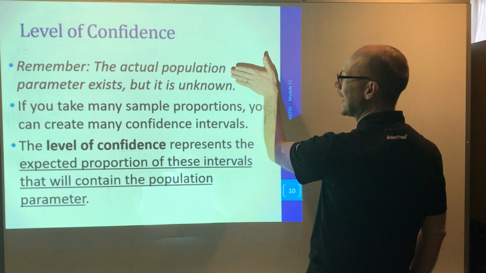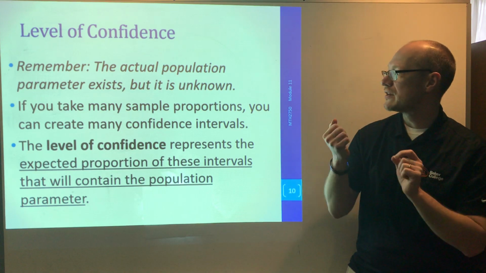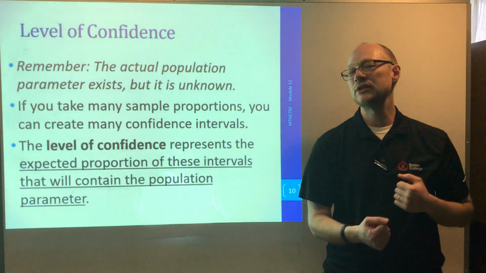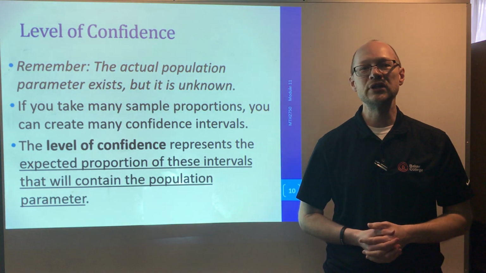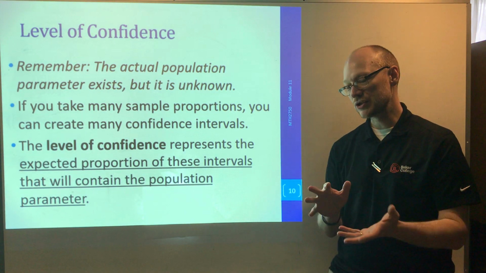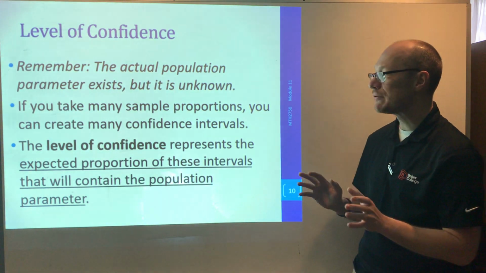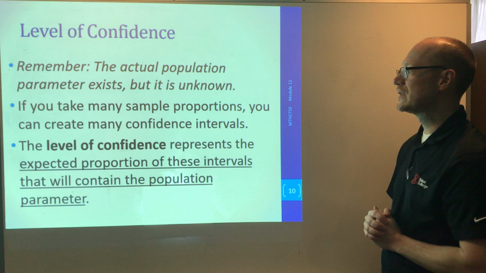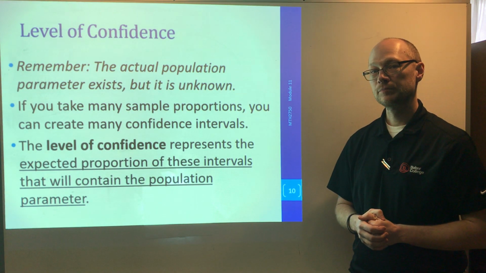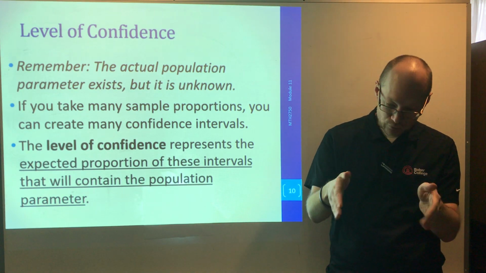Okay, so remember, the actual population parameter exists, but it's unknown. So now, here's the idea. Let's say that Quinnipiac took a survey of 1783. Let's say they took another survey of 1,500. They took another survey of 1,600 people. They took another survey of 1,800 people. And they took a whole bunch of surveys. And they found a whole bunch of point estimates, and they created a whole bunch of confidence intervals. There was this one from this survey, this one from this survey, this one from this survey.